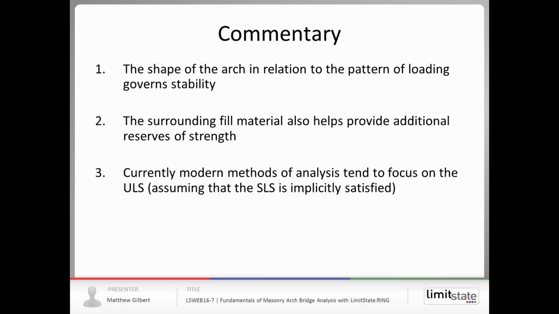However, there's been quite a lot of work on this topic in the last few years, and actually with my University of Sheffield hat on, we'll be making some announcements on that in the coming months on how we potentially can apply similar techniques to provide information about what's going on prior to the ultimate limit state.